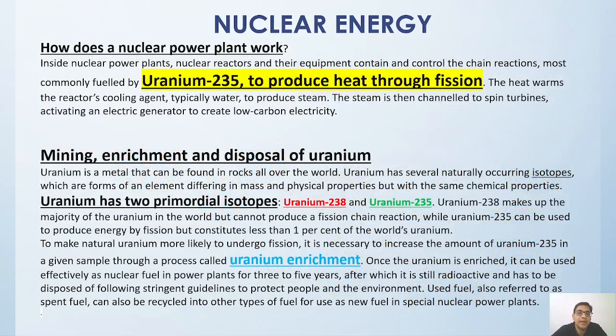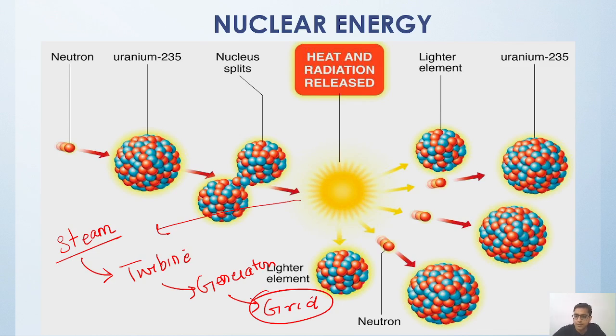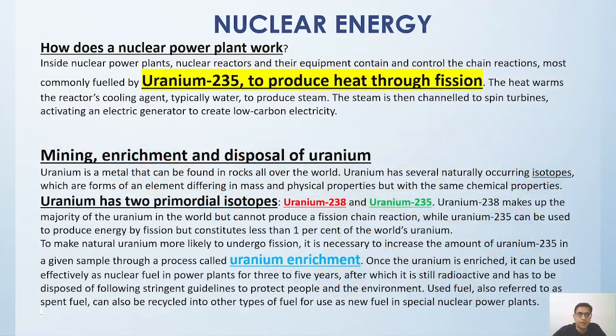We have talked about the uranium atom. So what uranium are we utilizing over here? Whenever we want to utilize nuclear fuel, normally we talk about uranium 235. Uranium 235 is utilized especially for the chain reaction, and this is the fuel that we utilize to produce heat energy through fission. This heat warms the reactor coolant, the water, to produce steam. So there will be a coolant agent, and the heat that will be produced will be converted into steam, like that.